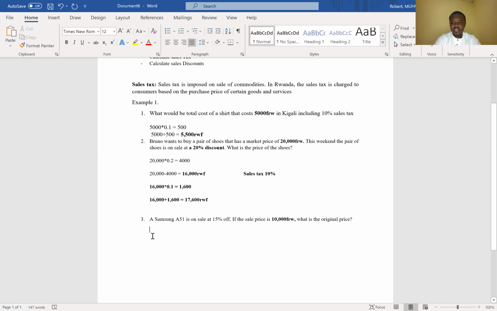Here on number 3, we're saying Samsung A51 is on sale at 15% off. If the sale price is 10,000, what is the original price? So we're saying the Samsung A51 that costs 10,000 after 15% off, after 15% discount. So we want to find out what was the original price before 15% off. Okay, so here this Samsung is very cheap. I wish I could have it.